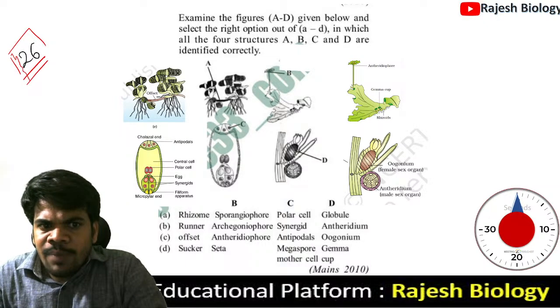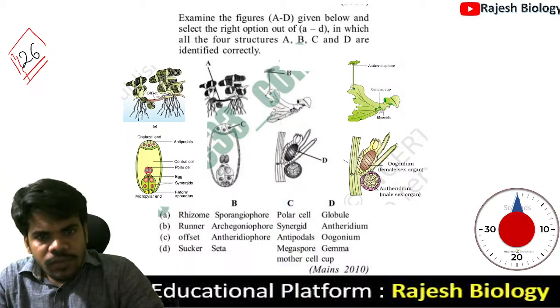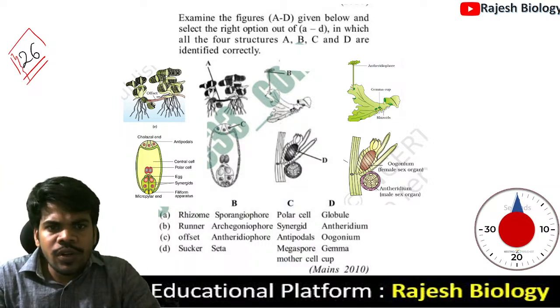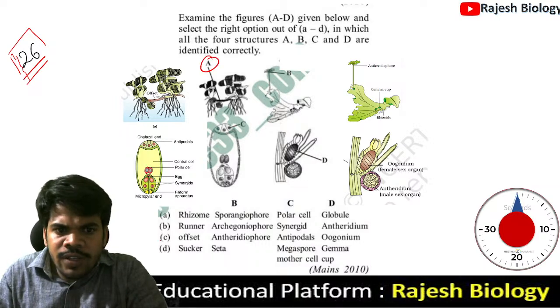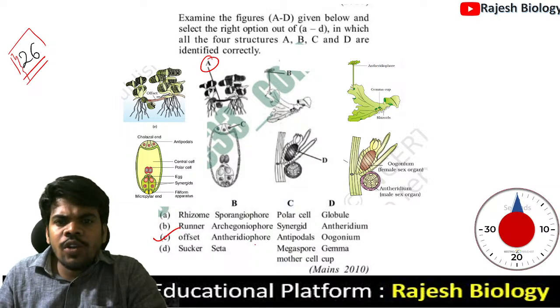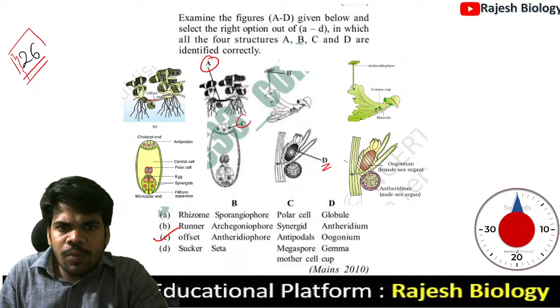Can you say the names now? These all are from the NCERT textbook only. A is offset, where you observe offset. Easy. Antheridium is 4, antipodals C, and oogonium D. It is the oogonium and antipodals.